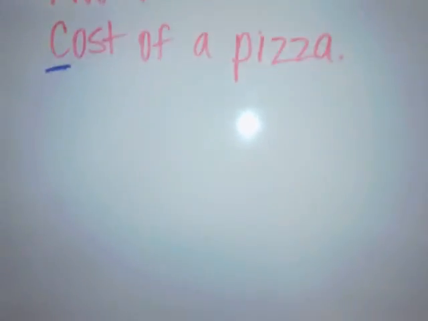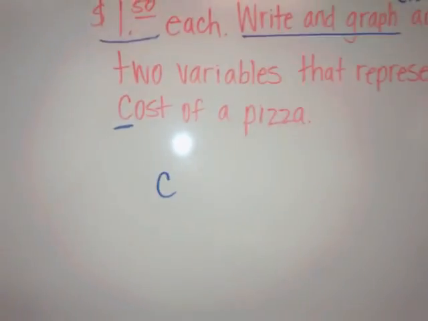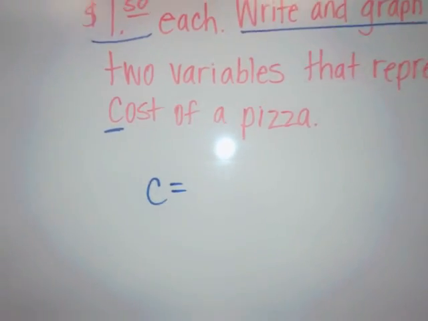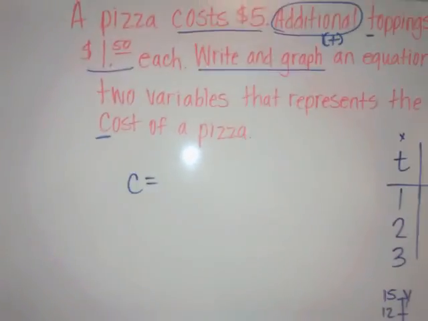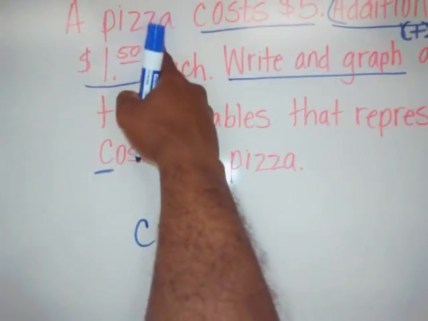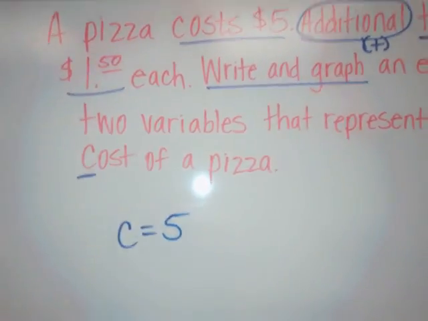All right, let's go ahead and set that up. I'm calculating the total cost, so I'm going to use C. That's why I underlined C for the total cost. This is my first variable, my ultimate variable I'm solving for. I know that every pizza is going to cost, I have to pay $5 per pizza.